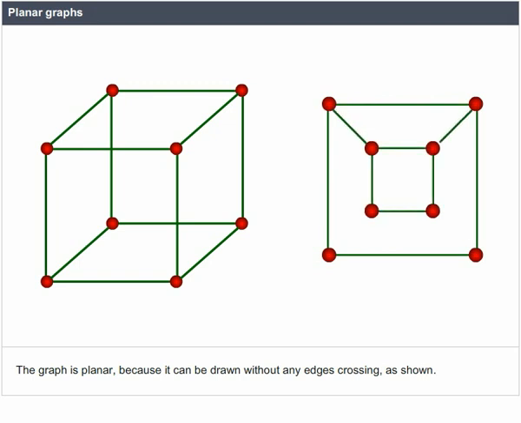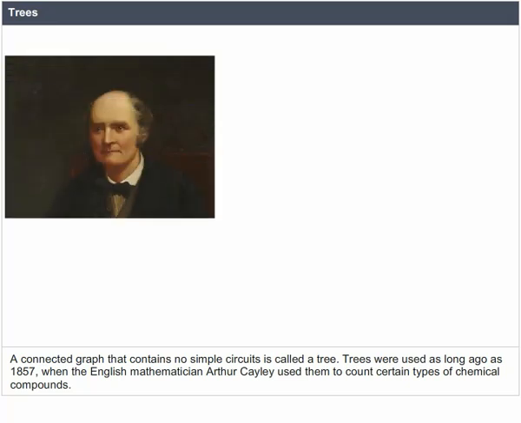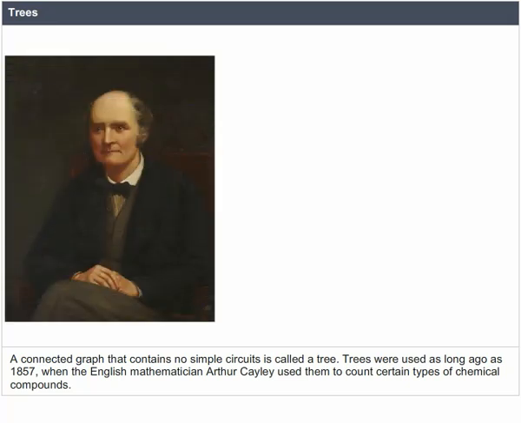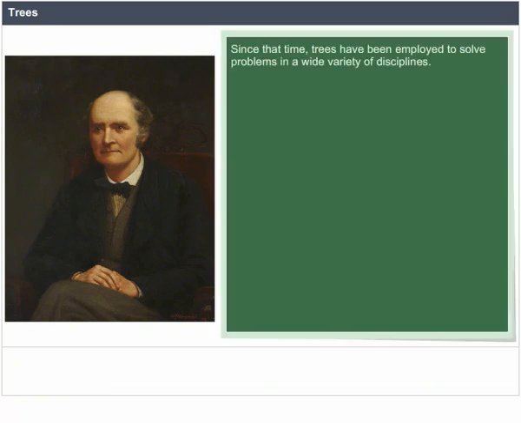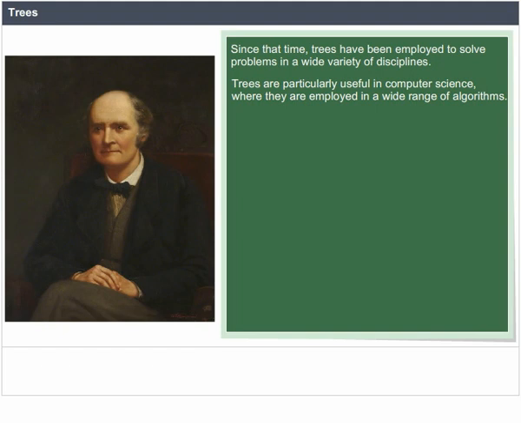Trees. A connected graph that contains no simple circuits is called a tree. Trees were found as long ago as 1857 when the English mathematician Arthur Cayley used them to count certain types of chemical compounds. Since that time, trees have been employed to solve problems in a wide variety of disciplines. Trees are particularly useful in computer science where they are employed in a wide range of algorithms.